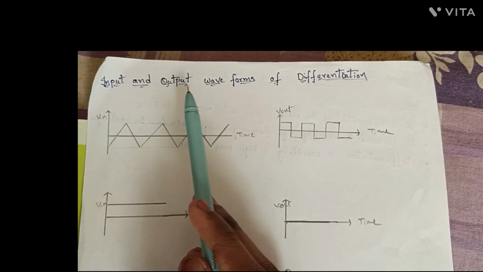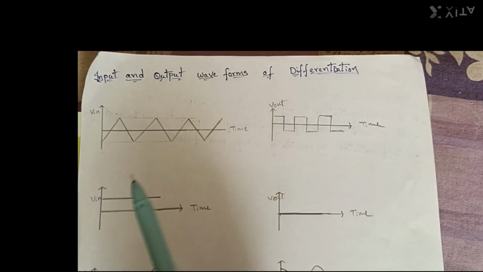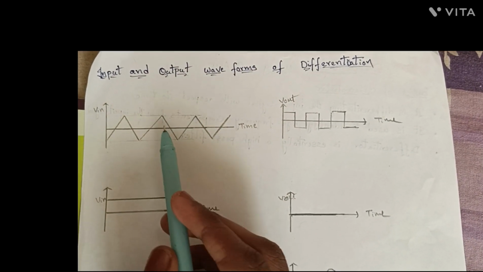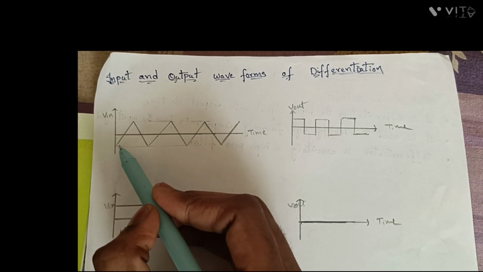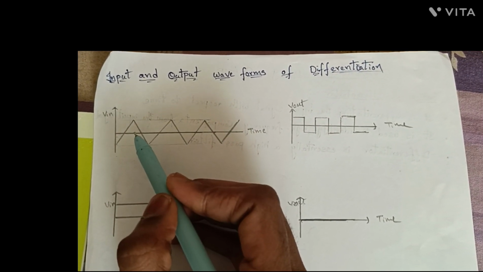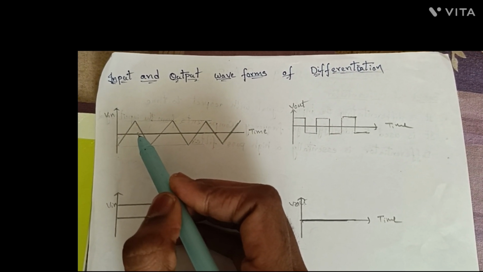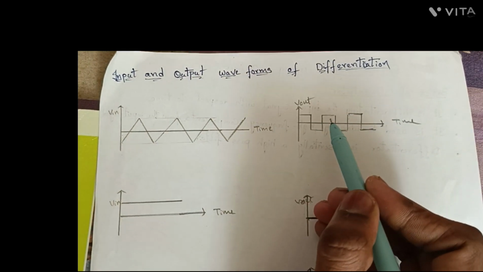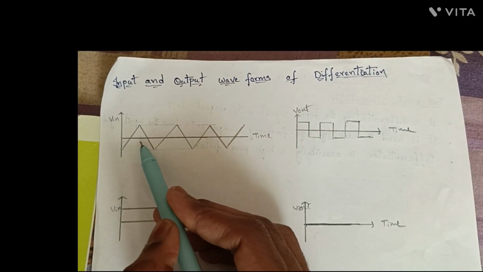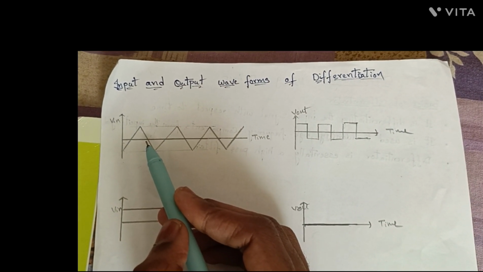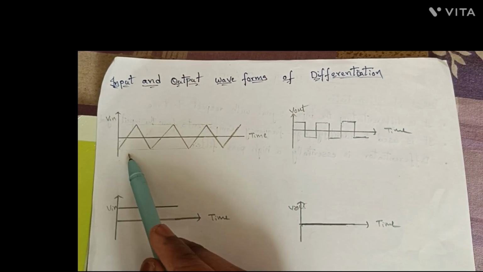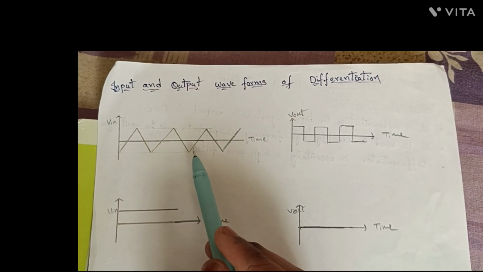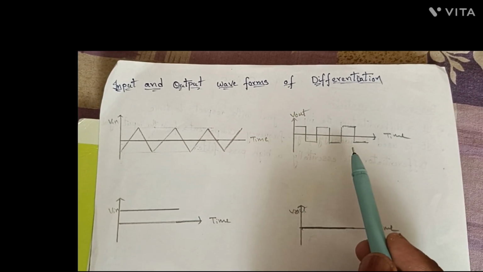Let us discuss the input and output waveforms of the differentiator. If you observe here, the input wave is a triangular wave. Here the line has a positive slope. If you differentiate this with respect to time, we will get a positive constant. And here the line has a negative slope. If you differentiate it with respect to time, we will get a negative constant. This triangular wave, by using a differentiator, we can convert into a square wave.